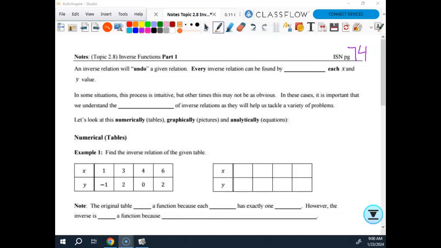Okay, page 74. Inverse functions, part 1. Inverse functions, not brand new to you. So a lot of what we talk about today should sound very familiar, but again, just like everything else, there are reasons why we are going through this.